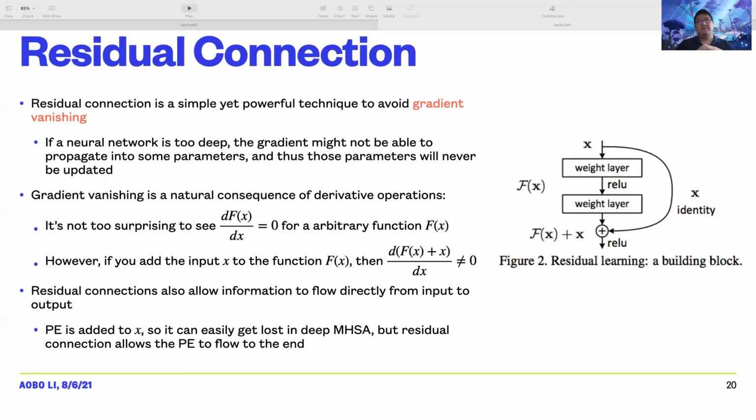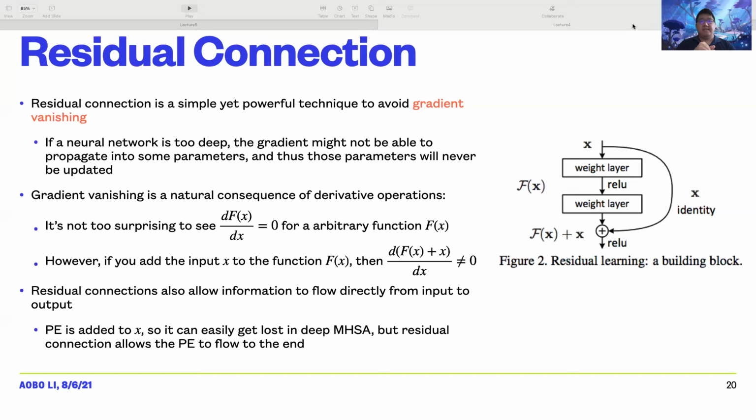Okay, so the last thing I would like to cover in this submodule is what we call the residual connection. Residual connection is a simple yet powerful technique to avoid gradient vanishing. The idea of gradient vanishing is that if a neural network is too deep, the gradient might not be able to propagate into some of the parameters, and those parameters will never be updated. So that's what we call the gradient vanishing.